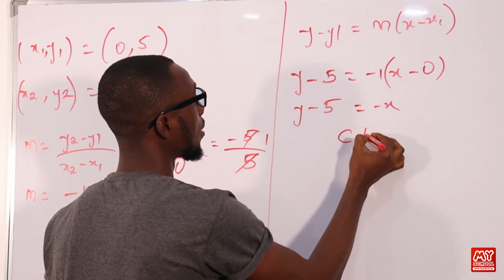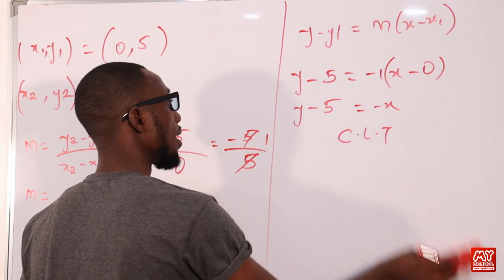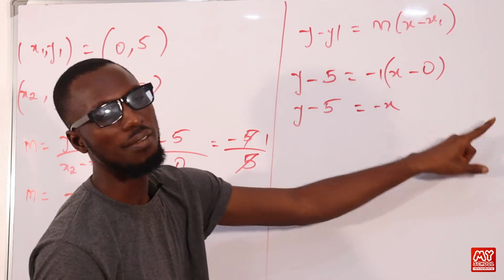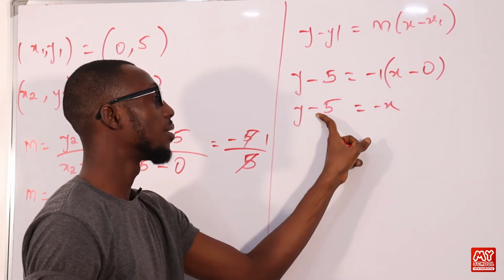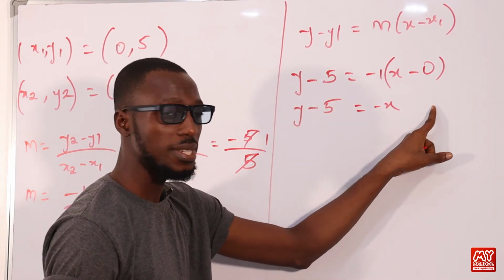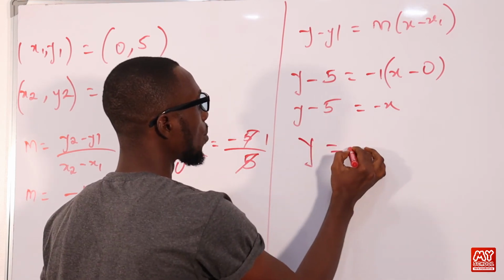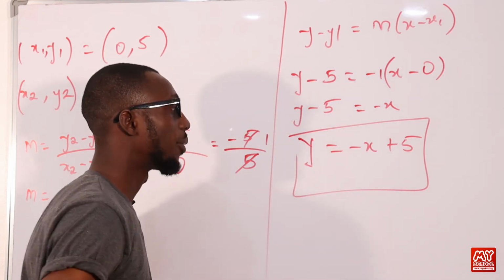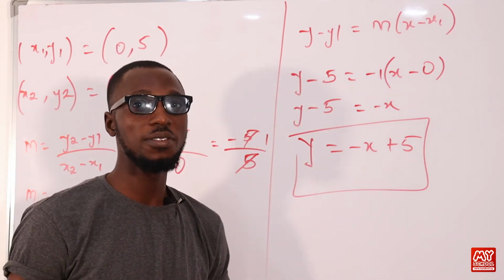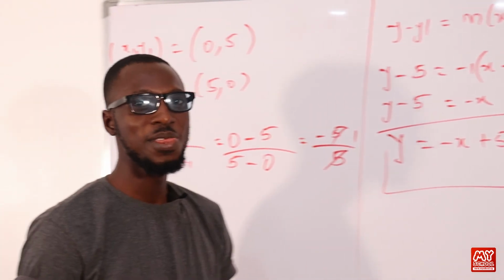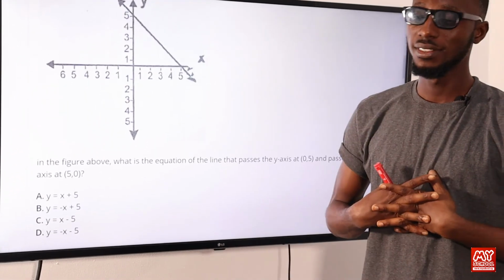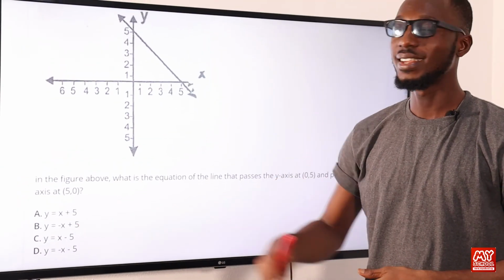So if I collect like terms, we are going to make y the subject, right? So let me send this 5 outside. From the left-hand side to the right-hand side, it becomes positive. So the equation we are going to have is minus x plus 5. This is what we are looking for. y equals minus x plus 5. So join me as we go back to the screen to sort out where we can find minus x plus 5. So which of the options? Option B is very correct.